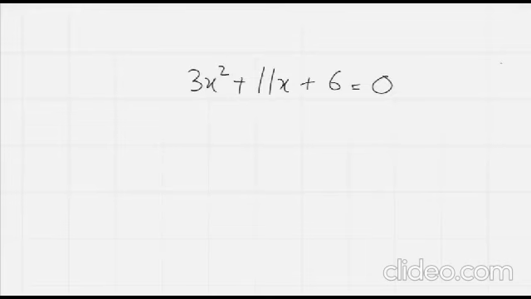Hey, so today we're going to learn how to solve the quadratic equation. We have 3x squared plus 11x plus 6 is equal to 0. Over here we have the number 3 written with x squared and 6 written as a constant. So we are going to multiply these numbers together.